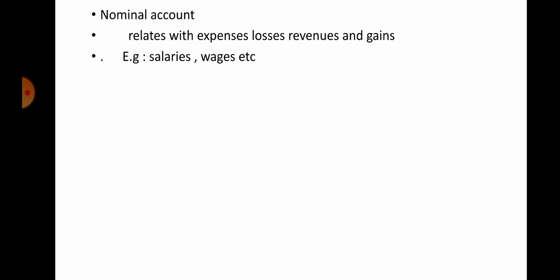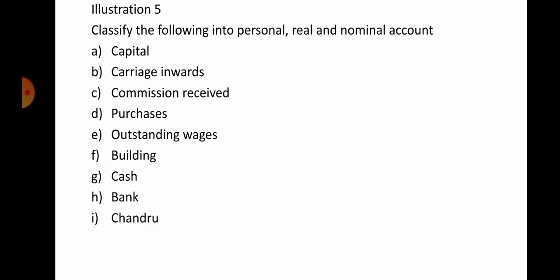Okay, and the last one is nominal account. Nominal account means it relates to expenses, losses, revenues, and gains. You know all these explanations, right? Here we enter salaries account, wages account, okay, expenses, losses, revenues, and gains. Okay, now we will pass to the illustration 5. Let me read. Classify the following into personal, real, and nominal account. What kind of account it is? Like that you have to identify.